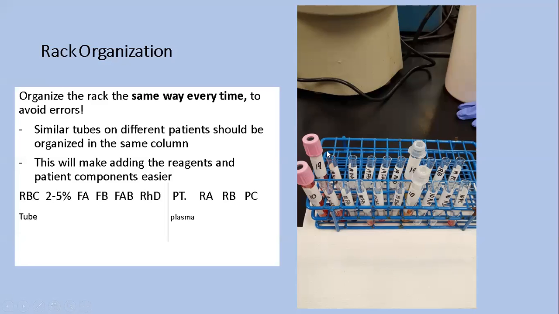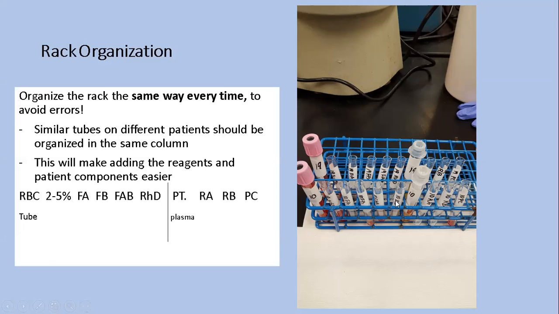So what do we have in this first column here? The original red cell tubes. Okay, this next tube here are the 2 to 5% red cell suspensions we made on each of these patients, number 10 and number 19. Okay, then every tube in this column are forward A tubes, 10 and 19. This column, it's the B tubes, forward B, so forward B for 10, forward B for 19. I have my forward AB for 10 and for 19.